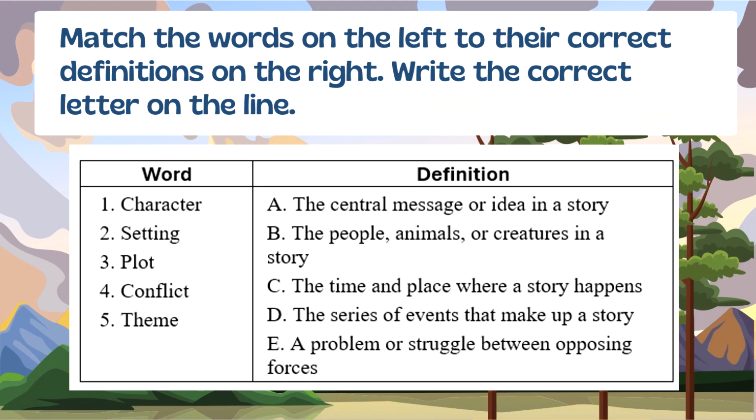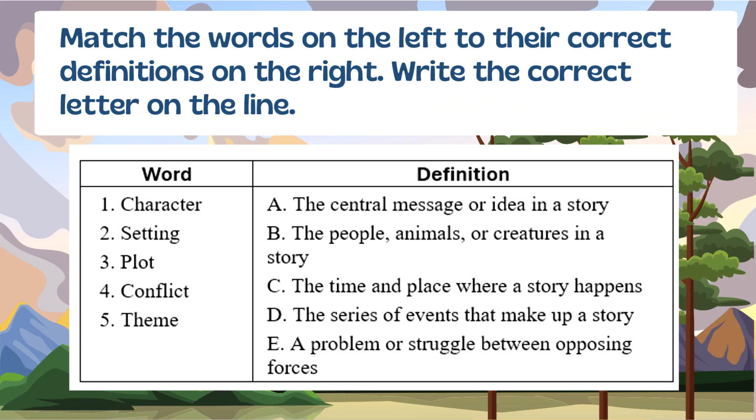Okay, let's have that again. Match the words on the left to the correct definitions on the right. Write the correct letter on the line. We have the word in the column at the left. Then you have the definition: character, setting, plot, conflict, theme. Definition: A, the central message or idea in a story. B, the people, animals, or creatures in a story. C, the time and place where a story happens. D, the series of events that make up a story. Or E, a problem or struggle between opposing forces.